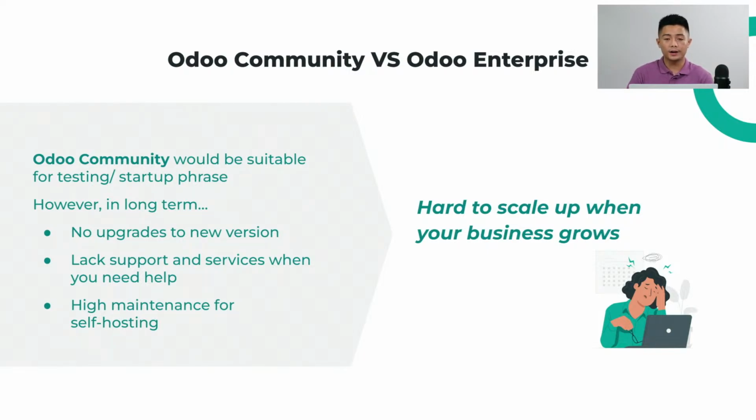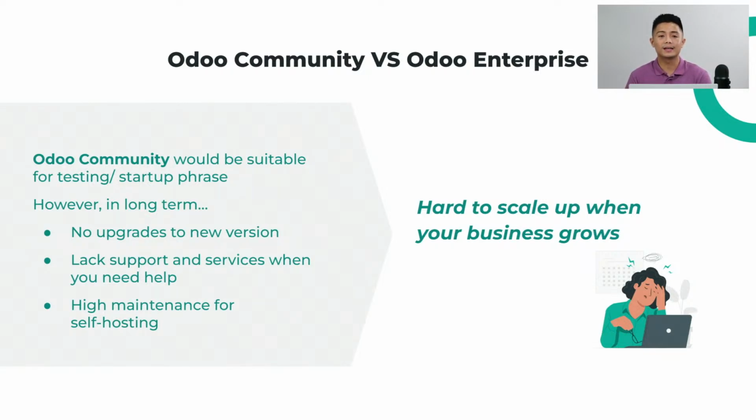So as you can see here, Odoo Community would be suitable for testing, for startup phase. However, in the long term, here's the catch. Odoo Community has no upgrades to a new version. Whatever version you download, your community will be in that same version forever. Say you download V16, which is currently available. However, when you want to upgrade to V17 or V18 in the future, it is not available because there are no upgrades in Odoo Community.